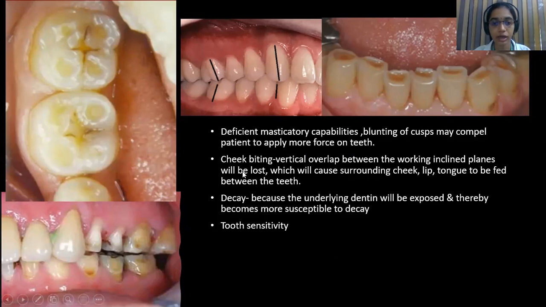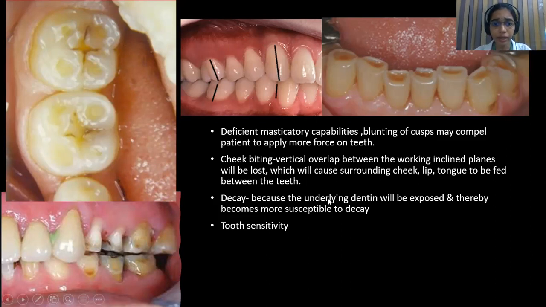The next consequence is cheek biting. The vertical overlap between the working inclined planes will be lost, which will cause the surrounding cheek, lip, and tongue to be fed between the teeth. Here you can see normal teeth without attrition. In attrited teeth, the vertical overlap between the upper and lower posterior teeth is lost. Here you can see upper and lower attrited posterior teeth, and you can find a gap here.